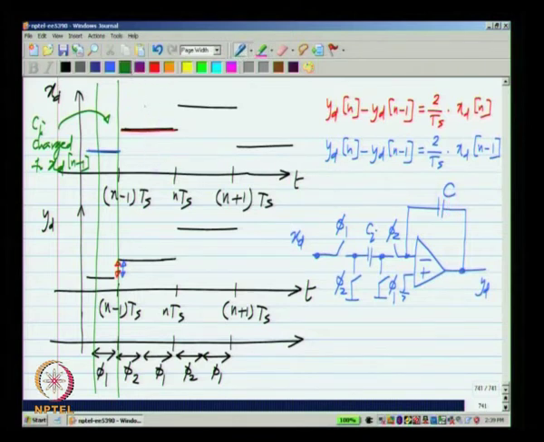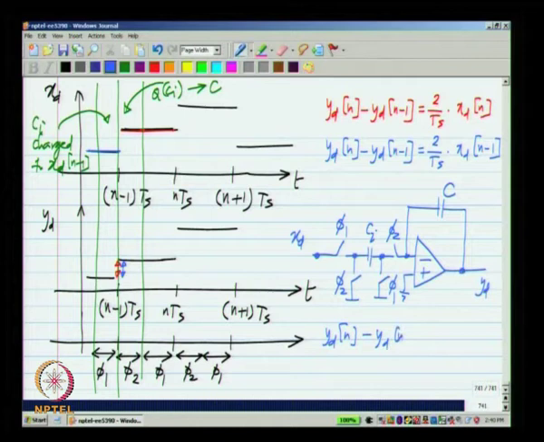So, in this other phase, the following phase, the charge on Ci goes to C. And it turns out that if you write out the difference equation, you will see yd of n minus yd of n minus 1 equals Ci by C times xd of n minus 1. I hope this is clear. The output is changing in phi 2. So, the input capacitor is charged to the previous sample and then that charge is dumped on the capacitor C during phi 2.